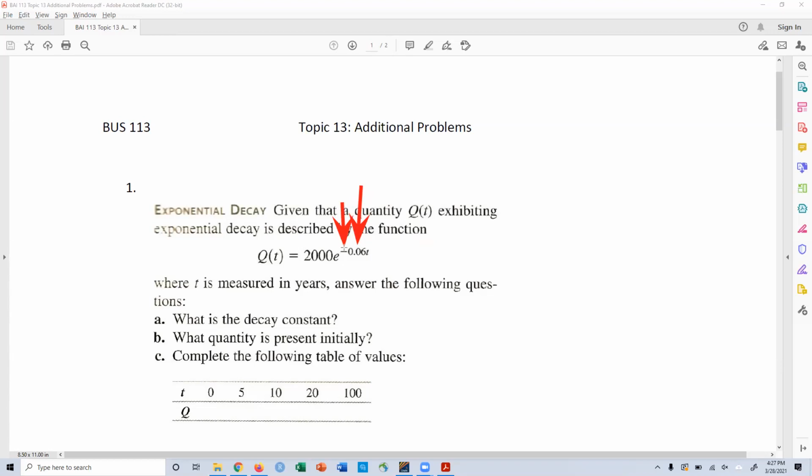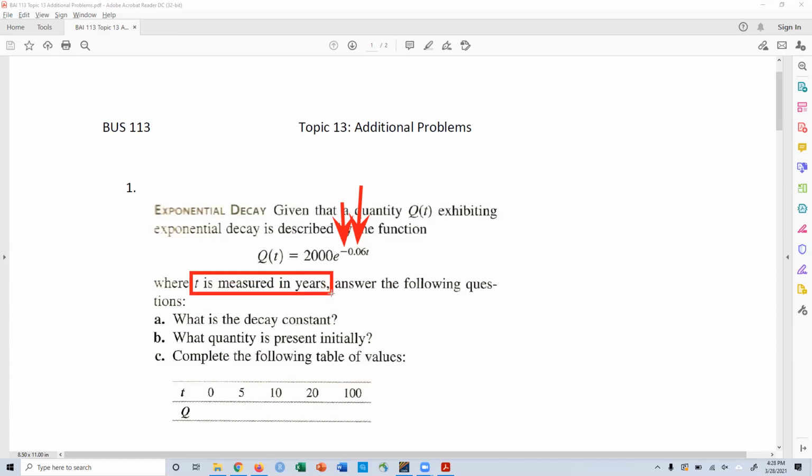Okay, so the answer to A is just negative 0.06, and it is a quantity in years. I remember I was telling you that the rate has units that are always per units of time. So this is measured per year, and we can see that here, because we're told that t is measured in years.